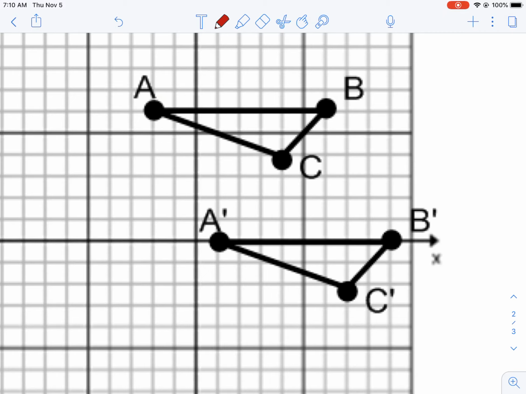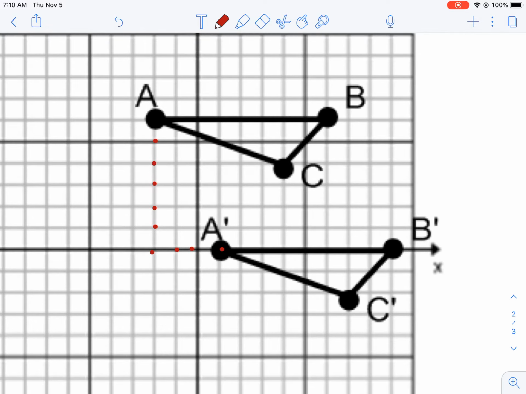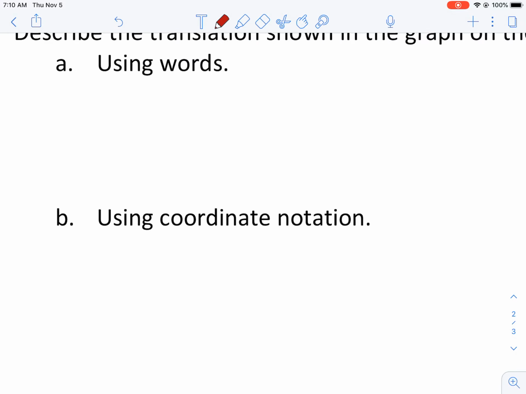So how is A changing? Well, we can count, right? 1, 2, 3, 4, 5, 6. So it's down 6 and over 1, 2, 3. So right 3. So in words, we can say our transformation is right 3 and down 6.